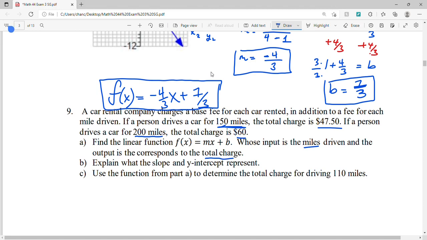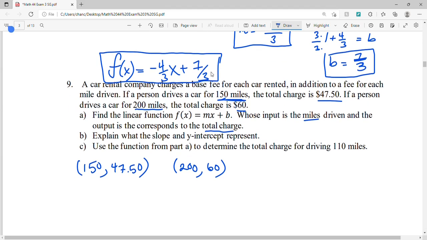The first step is to realize that we have ordered pairs here. 150, comma 47.50 is our first ordered pair. And for the second one, we have 200, comma 60. We can label this because they actually represent points on a line. We have x1, y1, and we'll call this x2, y2.